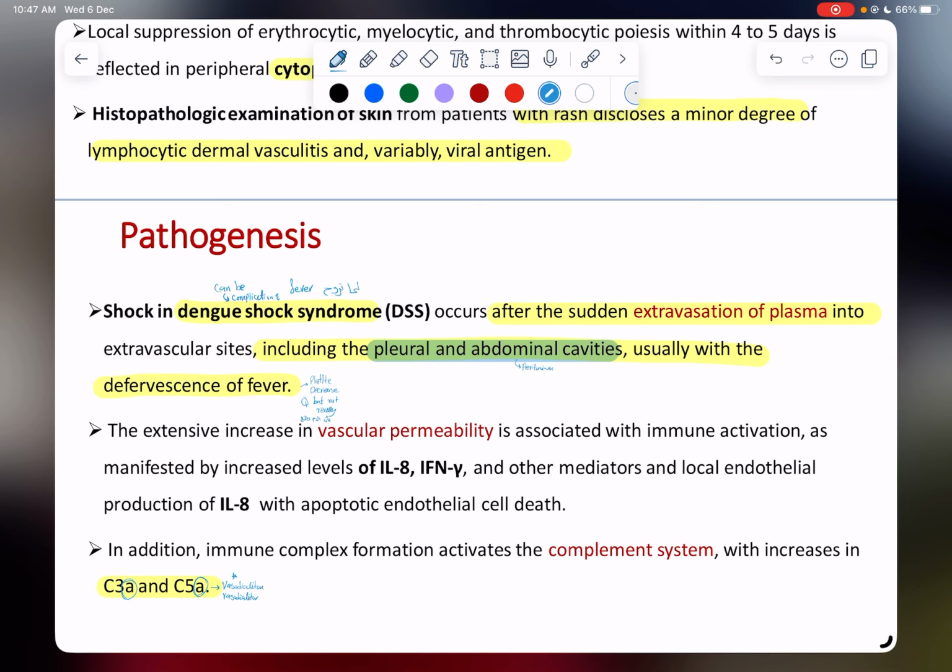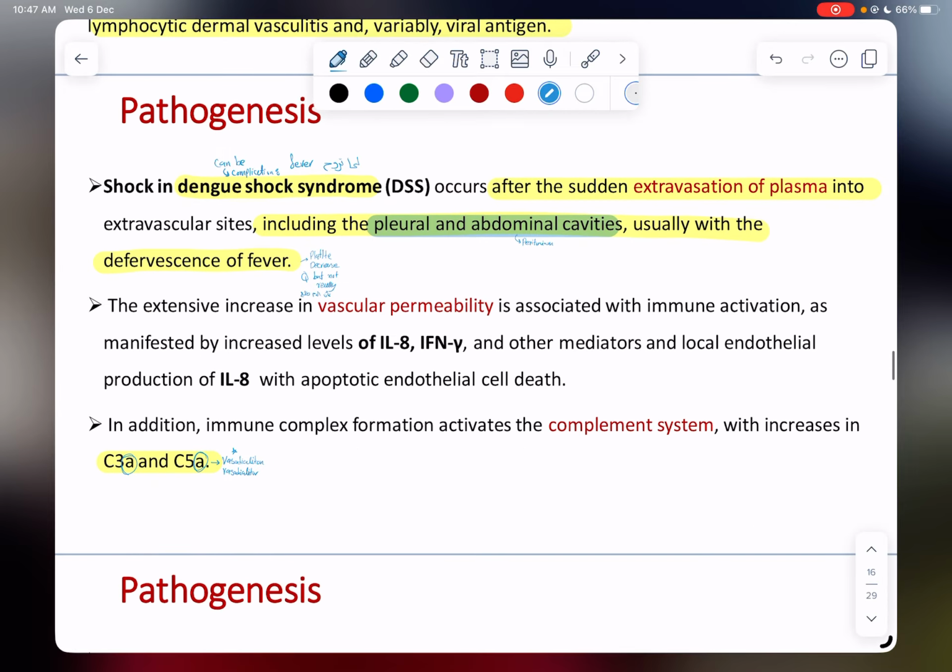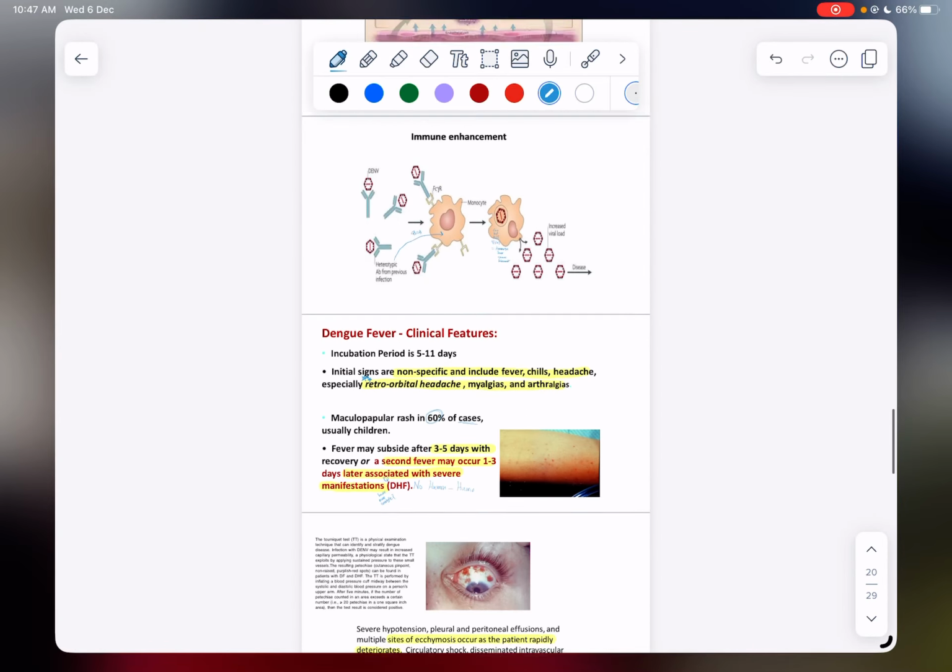X-ray and physical examination. Physical examination first, and then X-rays.